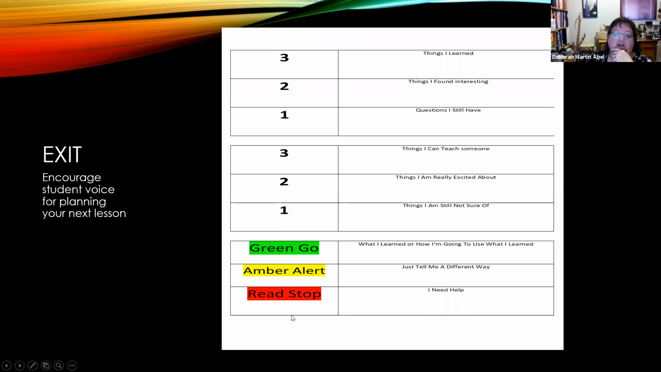And then here are 3 different exit cards. 3, 2, 1, 3. You don't use them all, you just use some of them. They can write a little bit before they leave the class for recess to fill it out, because if you don't, then they might not do it. Things I learned, things I found interesting, questions I still have.